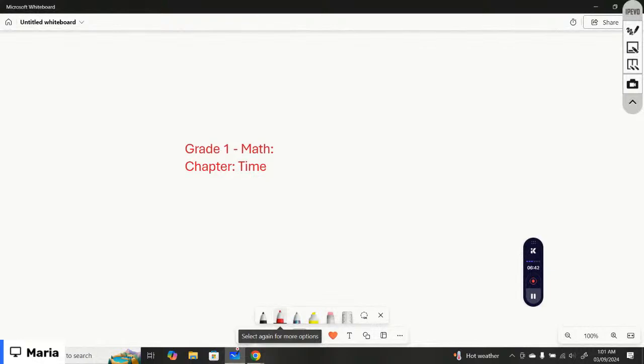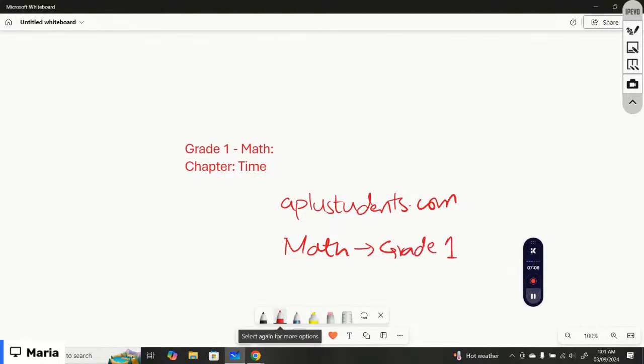We are here for grade 1 math. You can find all the lessons on aplusstudents.com. You have to log in there using your email address and password as provided by the administrator. Then you have to select math from the subject tab, scroll down to grade 1 math and then click on view all lessons.